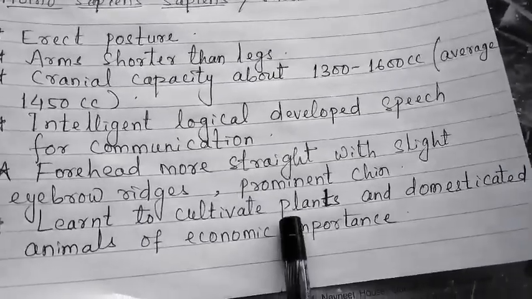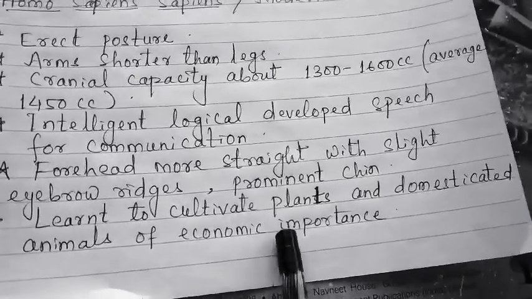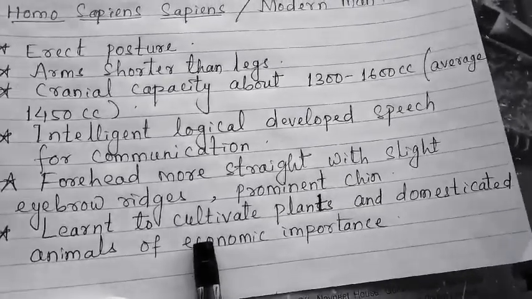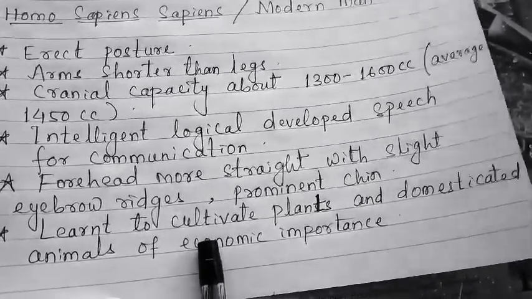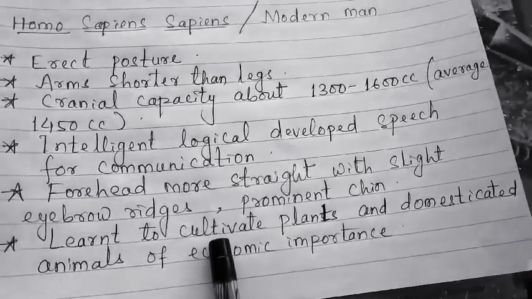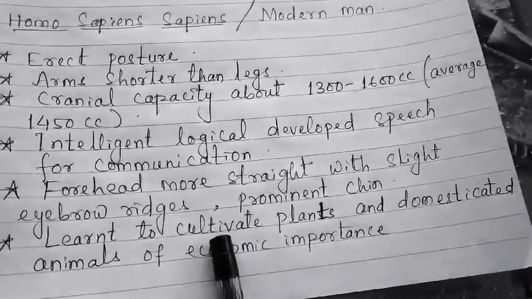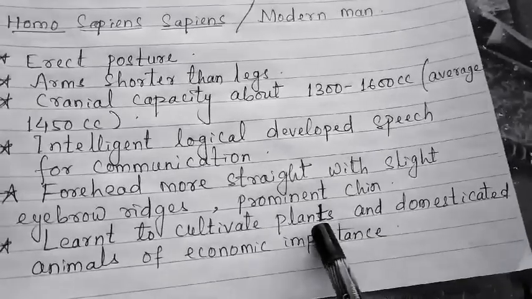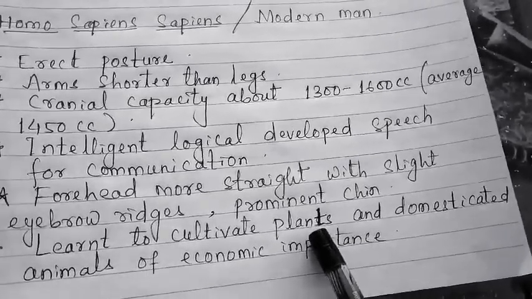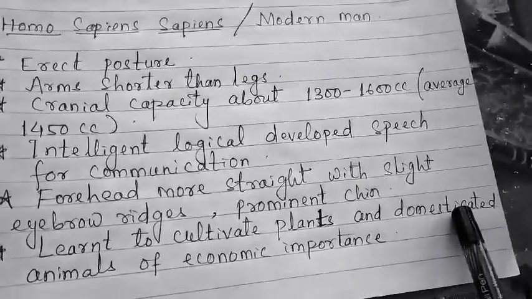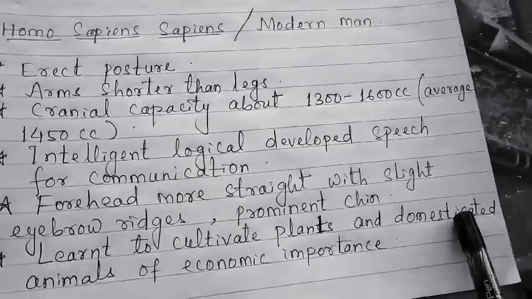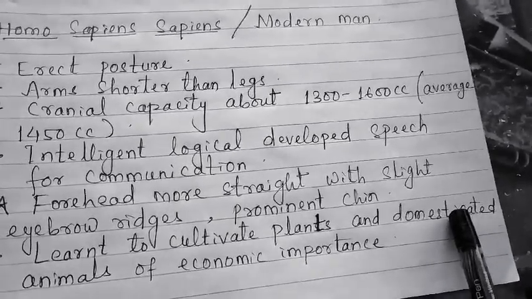They learned to cultivate plants and domesticated animals of economic importance. So they were more advanced because they had learnt the method of cultivation. They could grow crop plants. They also domesticated animals which bore some economic importance to them.